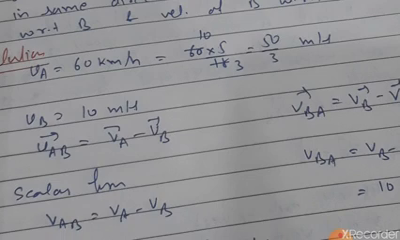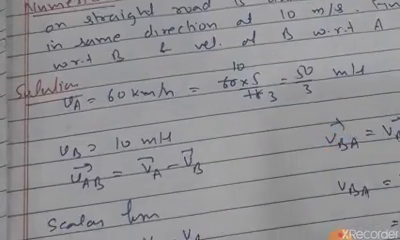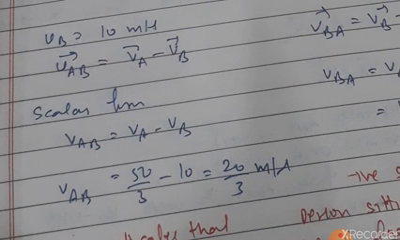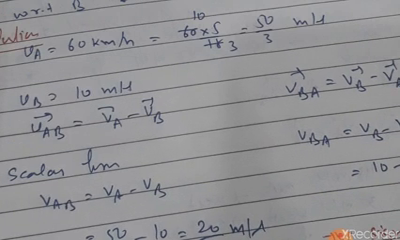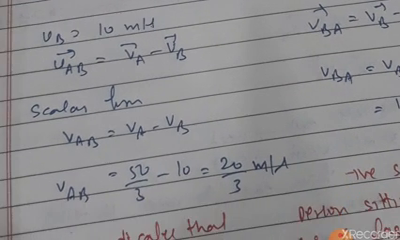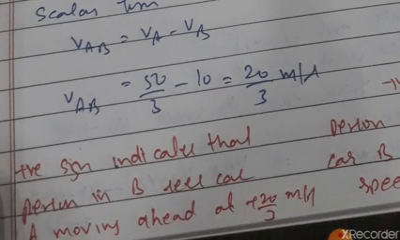And we had seen in the above article that when two objects are moving in the same direction, the magnitude of relative velocity is the difference in the magnitude of both. Since both are moving in the same direction, we will take VA as positive value plus 50 by 3, VB is also plus 10, so VAB will be equal to 50 by 3 minus 10, means 20 by 3 meter per second.